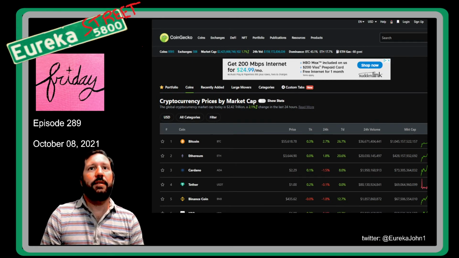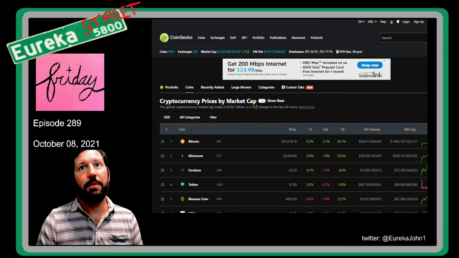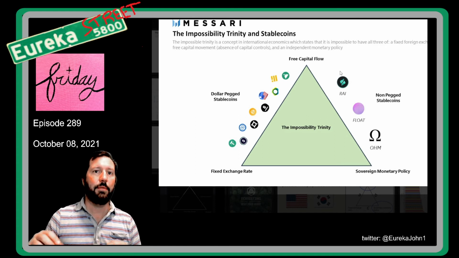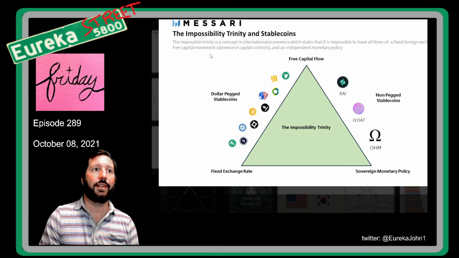Move on to Olympus DAO. Okay, like I said, I've been talking about stablecoins, what they are, and then I've been talking about RAI, which is a stablecoin that is not pegged to the dollar. And then here's this impossible trinity in stablecoins.